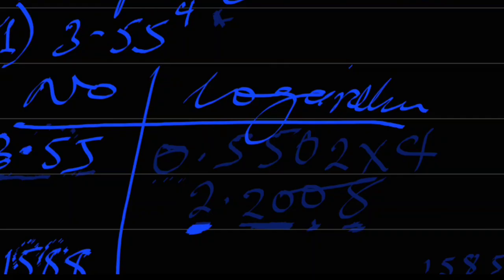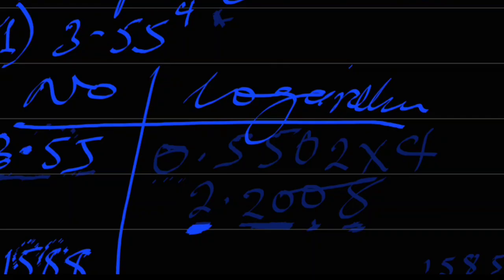So basically we have 4 laws now. Multiplication and division, power and roots. When you have multiplication, you add the logarithm. If you have division, you subtract the logarithm. If you have power, you multiply the power with the logarithm. And if you have root, you divide the logarithm with the root.